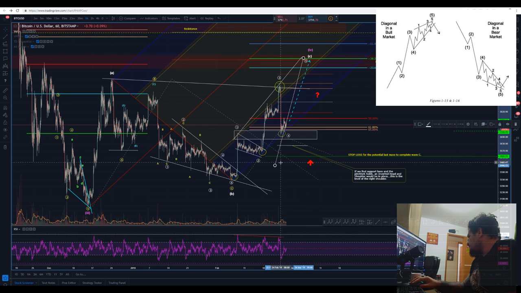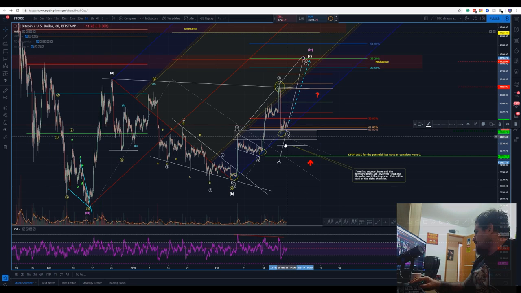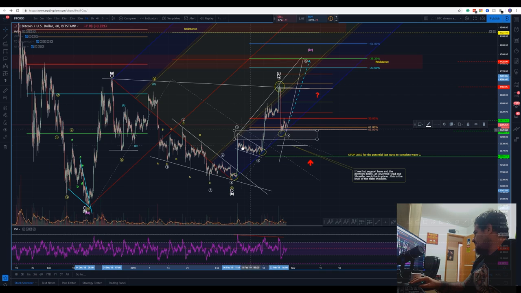This is just speculation for now, guys. Just speculation. But if we break below this line here, C is in. C would be here. Then we have 3, 4, 5, and then this is done. It would go down definitely. But the overall path, guys, is down.